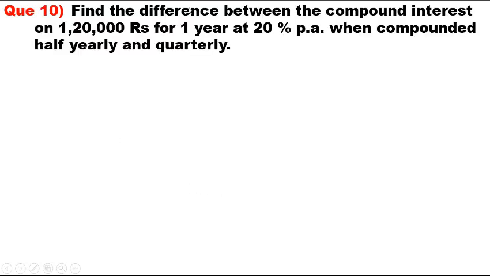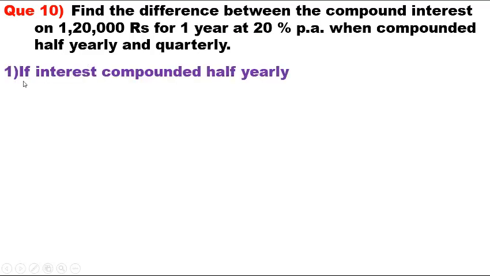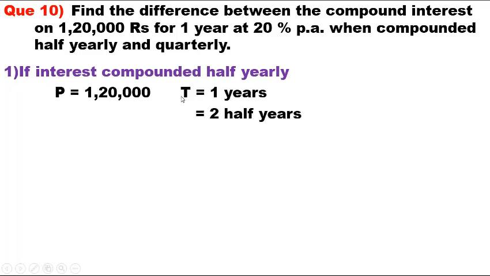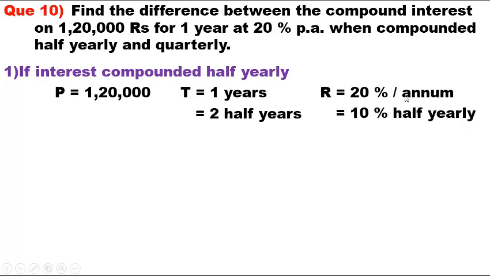Question 10. Find the difference between the compound interest on 1,20,000 rupees for 1 year at 20% per annum when compounded half yearly and quarterly. First, if interest is compounded half yearly, P is equal to 1,20,000, T is equal to 1 year is equal to 2 half years, R is equal to 20% per annum is equal to 10% half yearly.